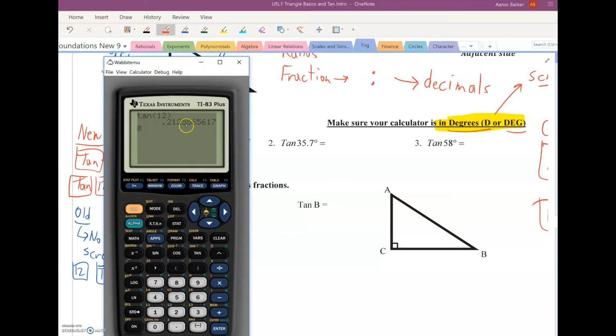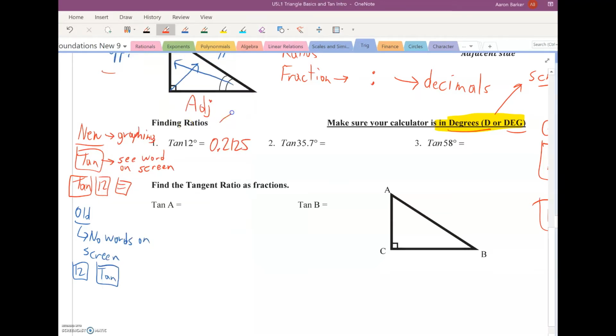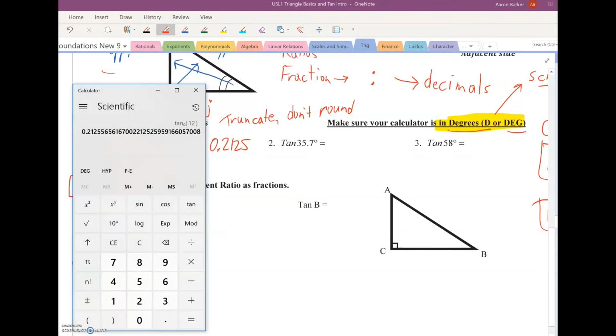Truncate means just to write the answer. Okay, so we're not rounding. Truncate, don't round. Now, truth be told, some teachers might say round to 4 decimals. You actually won't get it wrong. But if you use 3 decimals, you will get it wrong. Try the next 2, check with me.